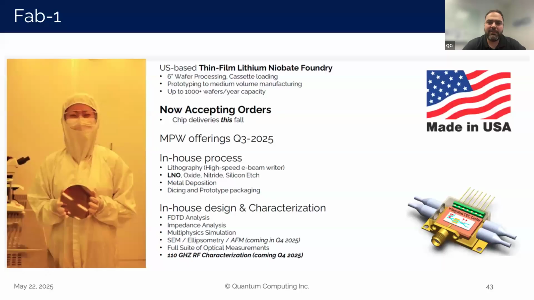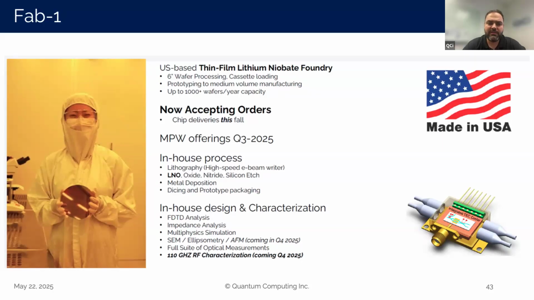This foundry is a US-based foundry for thin-film lithium niobate. It's tooled to process 6-inch wafers with cassette loading capability. We can do prototyping to medium volume manufacturing. At this phase of the foundry, we can process up to 1,000 wafers per year. That capacity can increase with time, with operational efficiencies that we will be going through. We expect to have chip deliveries later this year, and we will have MPW offerings in the third quarter of 2025.